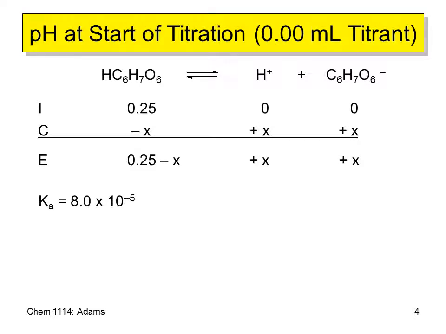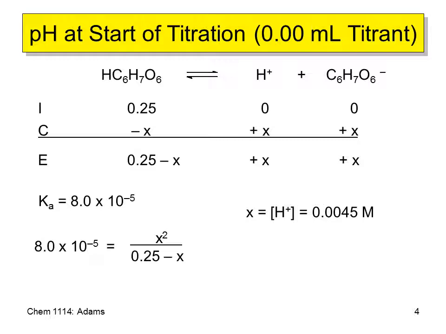Next, you're going to take your Ka, and you know you need to use Ka because you see H+, the hydronium ion, in the products, and you're going to set that equal to the concentration of the products multiplied together, x times x, or x squared, divided by the concentration of your reactants. You're going to solve for x.